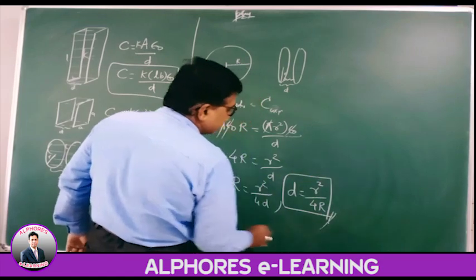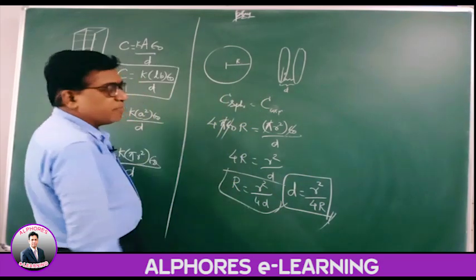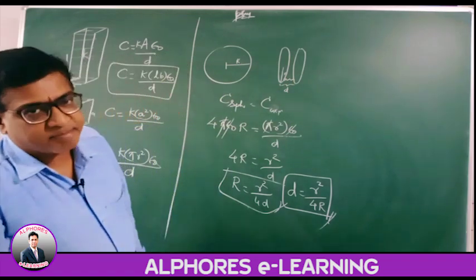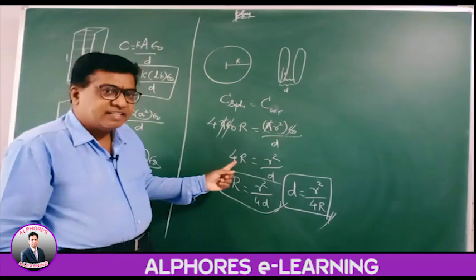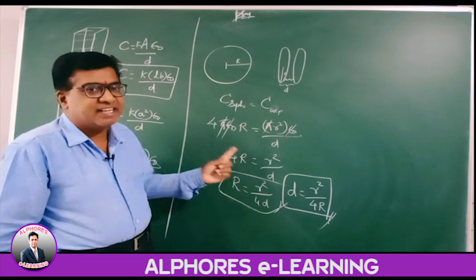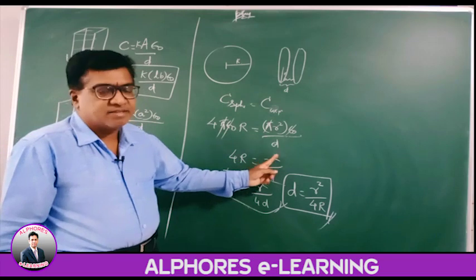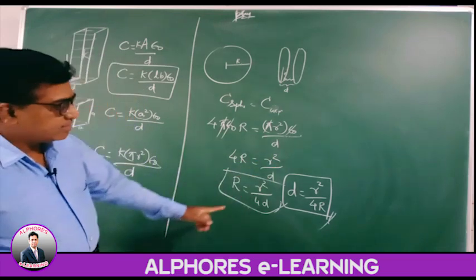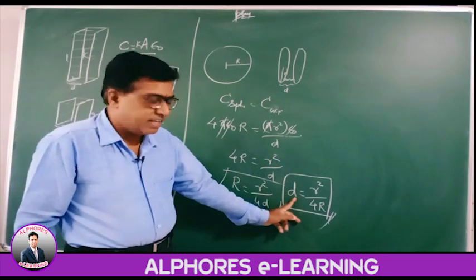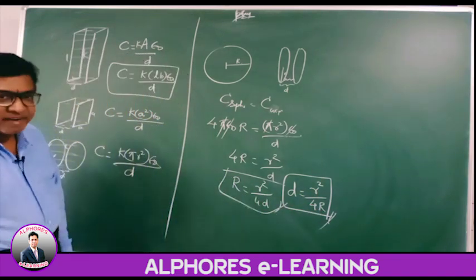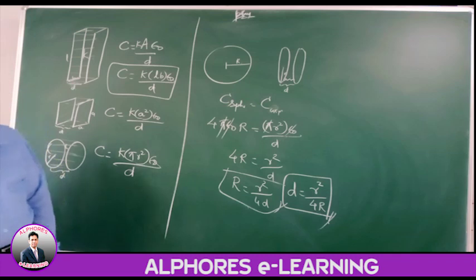Anything can be asked. So for the capacity of a spherical conductor to be the same as that of a parallel circular plate capacitor, the condition required is 4 capital R equals r square by d. Or the separation between the plates required, small d, is r square by 4 capital R. This way we can find the relation between them.